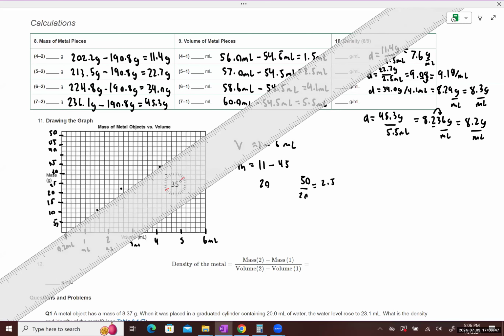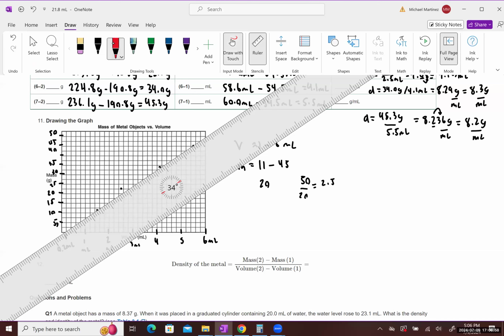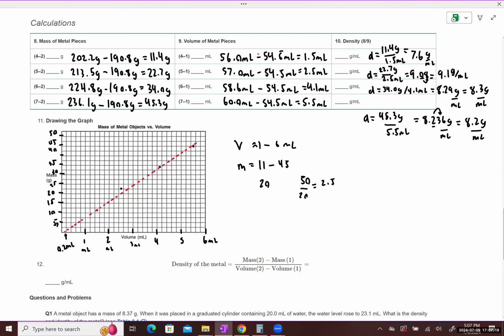So we're going to get out a ruler. And let's move this down a little bit. Okay, and now let's draw the best fit line. Okay, perfect. Let's put away the ruler. So now we have a best fit line encompassing our data points.